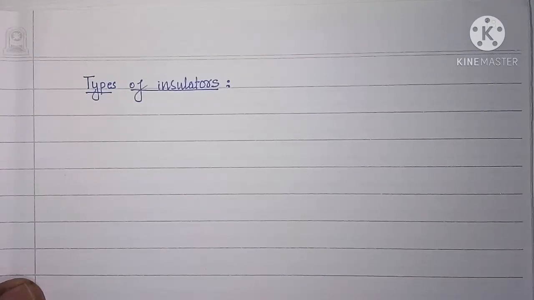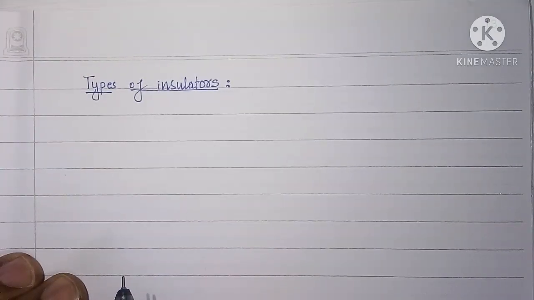Types of insulators. There are four types of insulators which are used in overhead transmission lines. They are shackle type, pin type, suspension type and strain type. But here we are not going to study about all these insulators. We are only interested in pin type insulator and suspension type insulators.